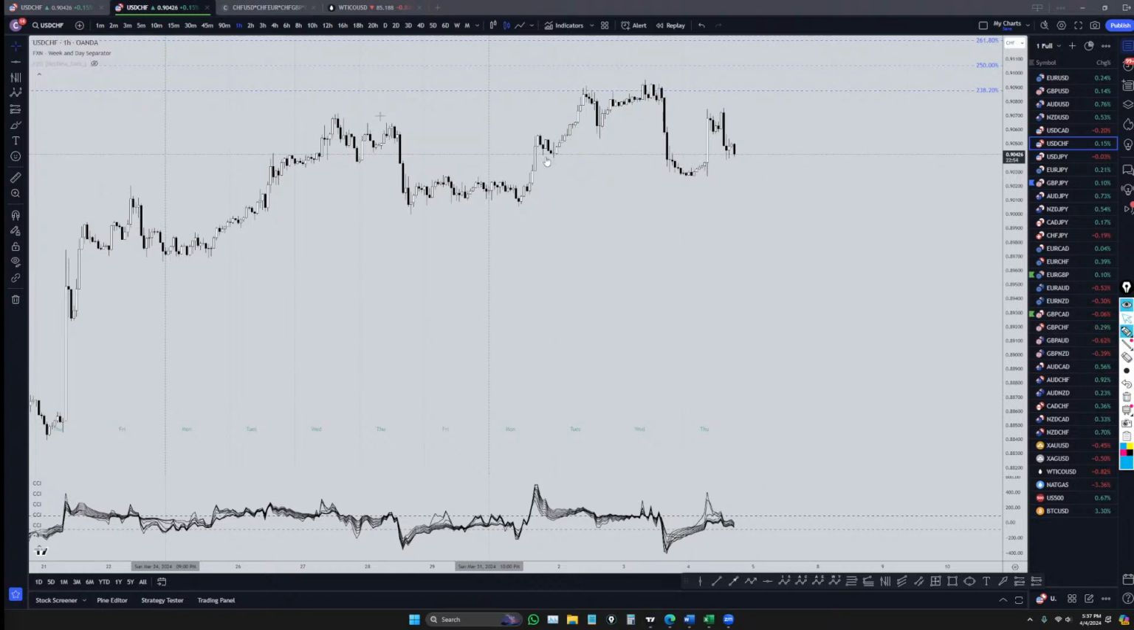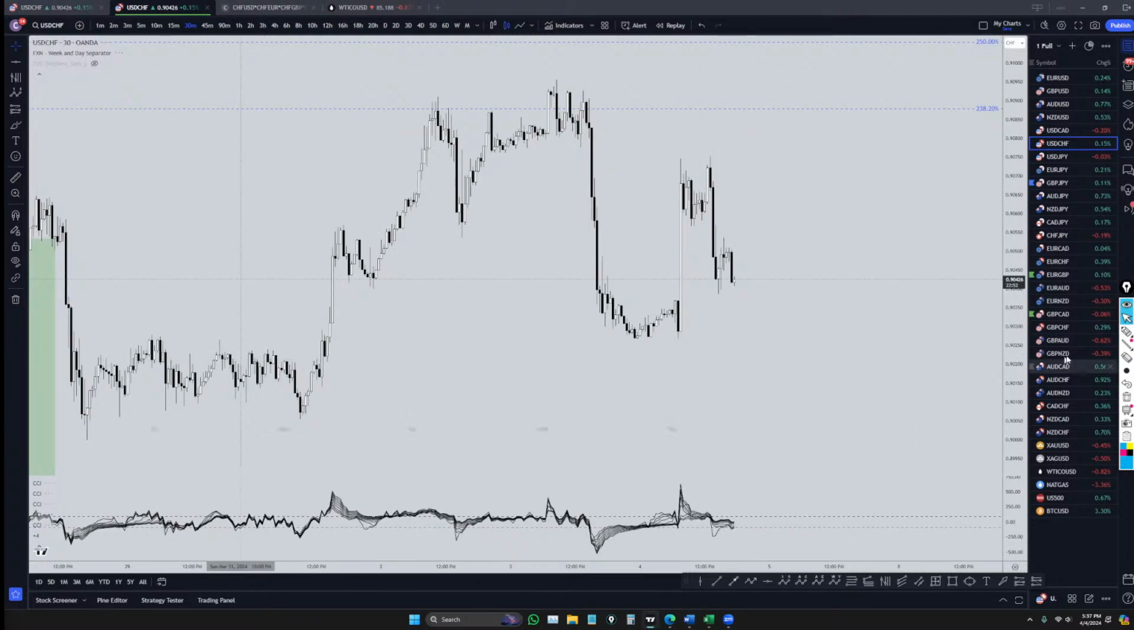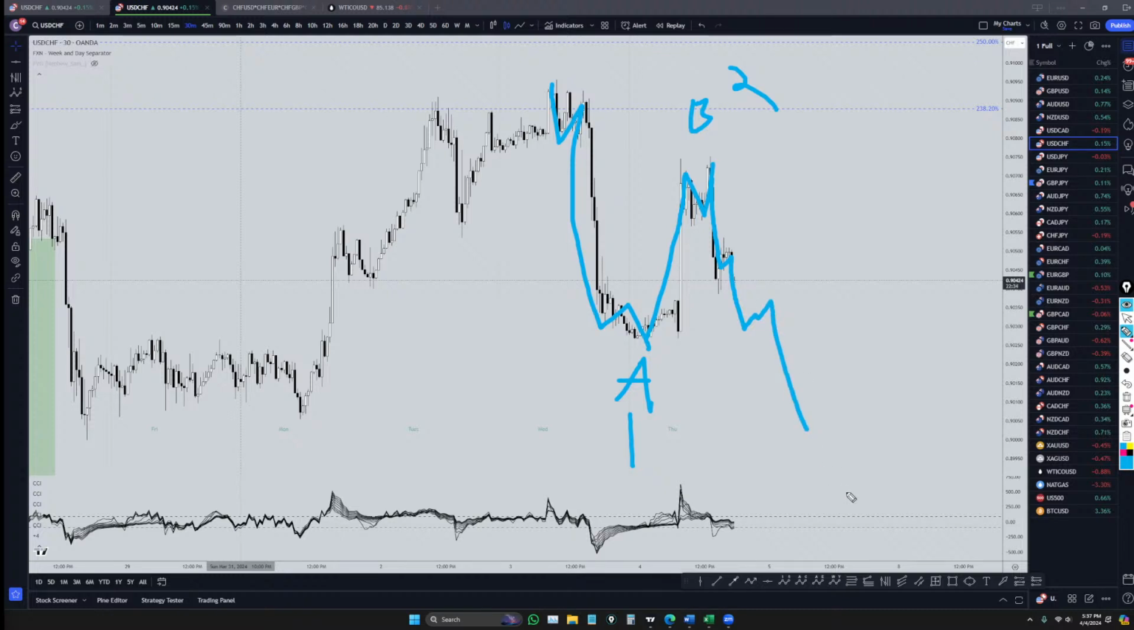Let me take it down to the 30-minute time frame. Look at this. 1, 2, 3, 4, 5. Perfect 5 wave trend. That probably is a wave A, or maybe a wave one. This is probably a 1, 2, 3 pattern, probably a wave B or a wave two. Most likely we are going down now, and most likely it's either a wave C or a wave three.